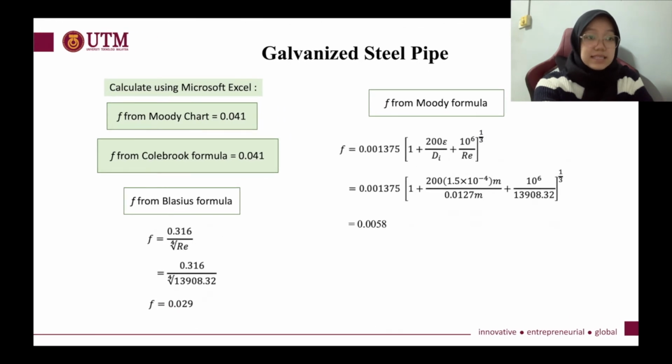Alright, these are the steps or calculation to get the coefficient of friction. For the Moody chart and Colebrook formula, I'm using Microsoft Excel to get the values. For the Moody chart we get 0.041, and for the Colebrook formula we get 0.041. From the Blasius formula I got a coefficient of friction of 0.029, and from the Moody formula I got 0.058.